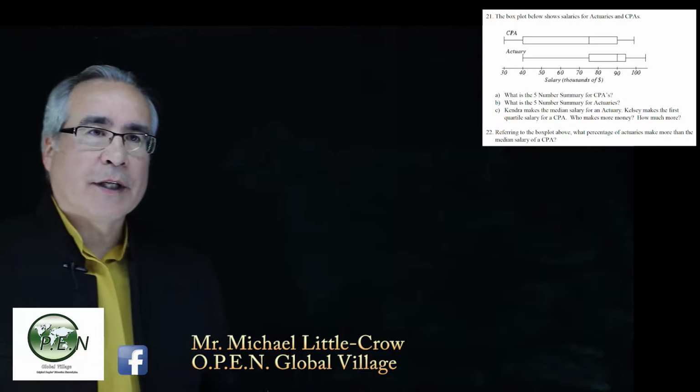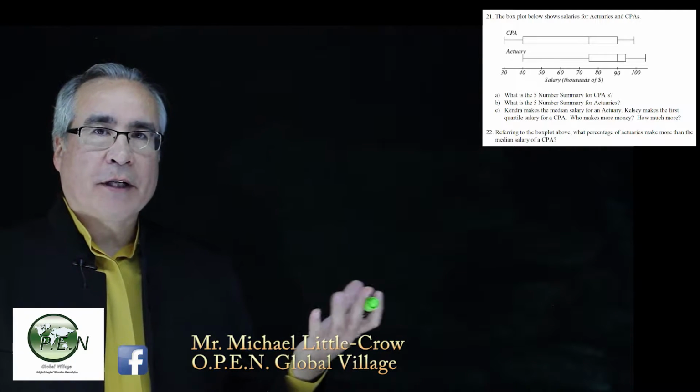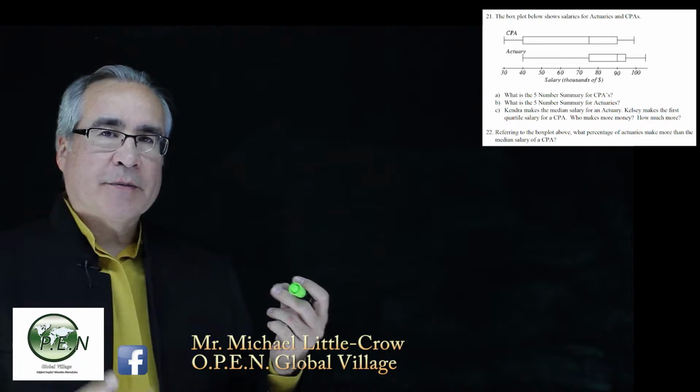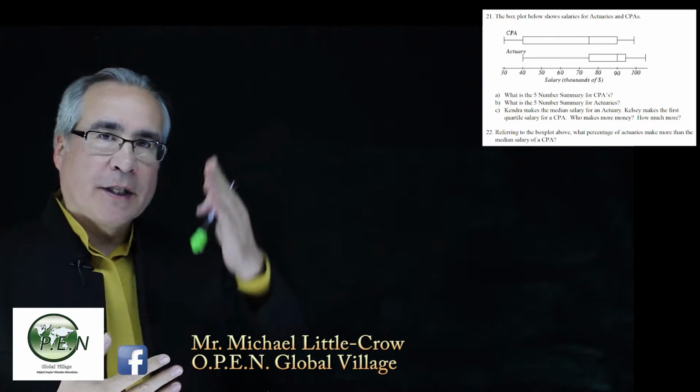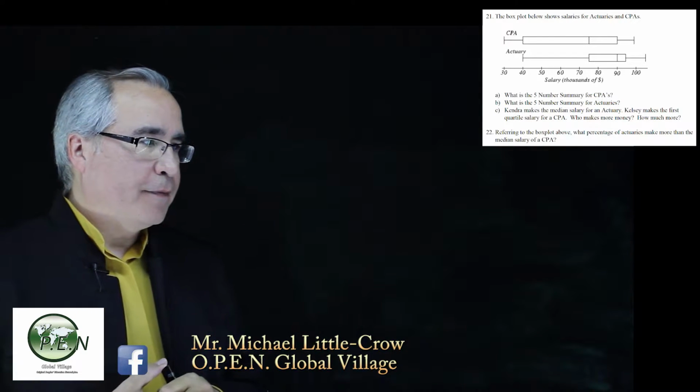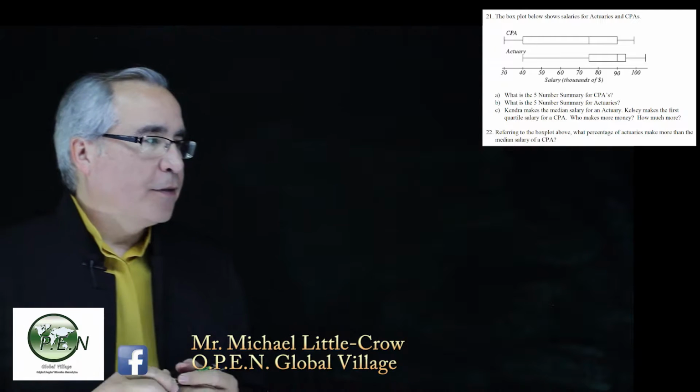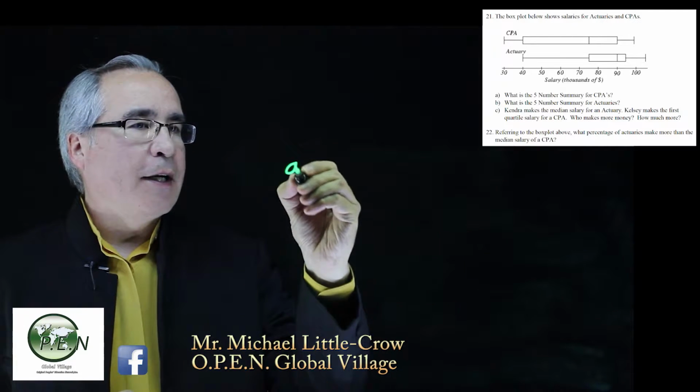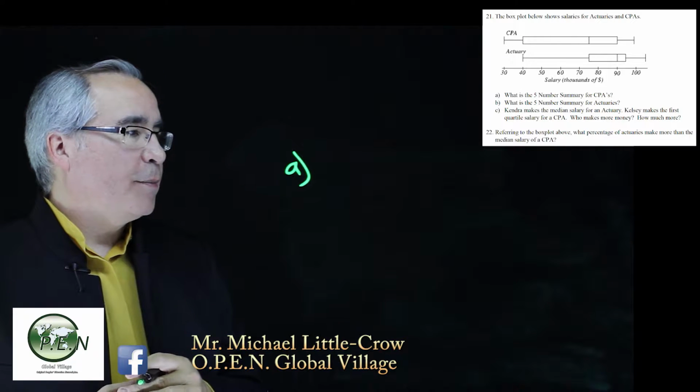On this question, we're going to actually just take our data from these box plots. Remember, the box plot gives us the 5-number summary. Each one of the lines is one of our 5-number summary. So for the A part, we're asked to find the 5-number summary for CPAs.